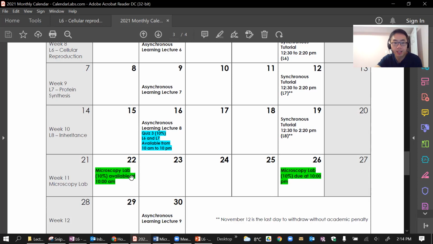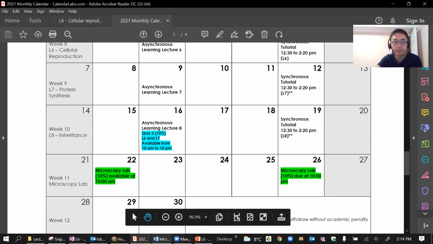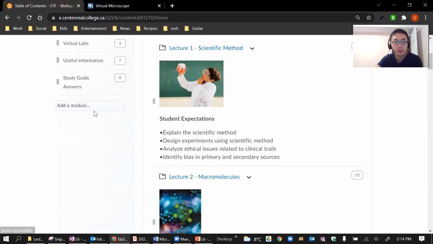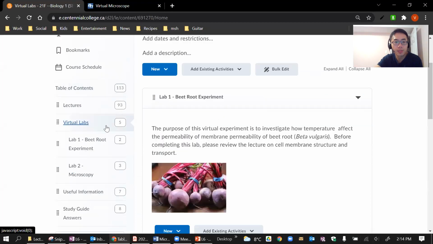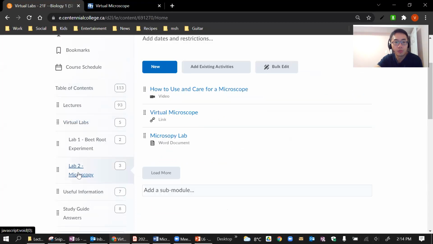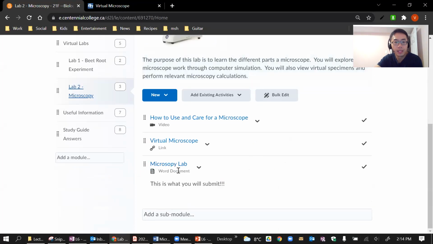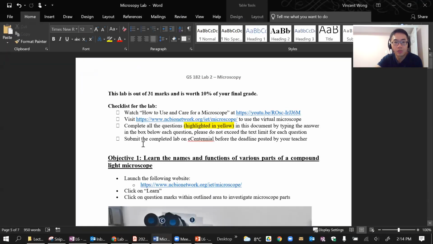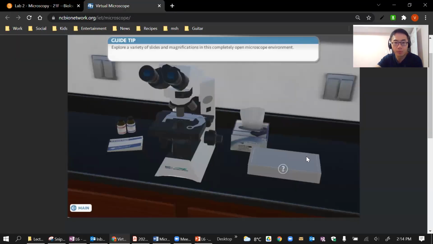The lab is available now. You can download it and do it. Under content, you will see the virtual labs and then lab 2 microscopy. This is what you will have to download, fill in and submit. Once you download it, it looks something like this, and all the instructions are here. First you have to watch the video, and then you click on this link, which will take you to this virtual microscope.